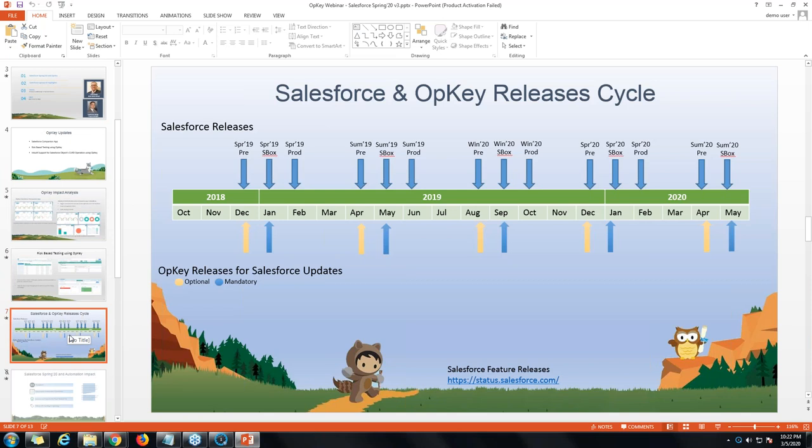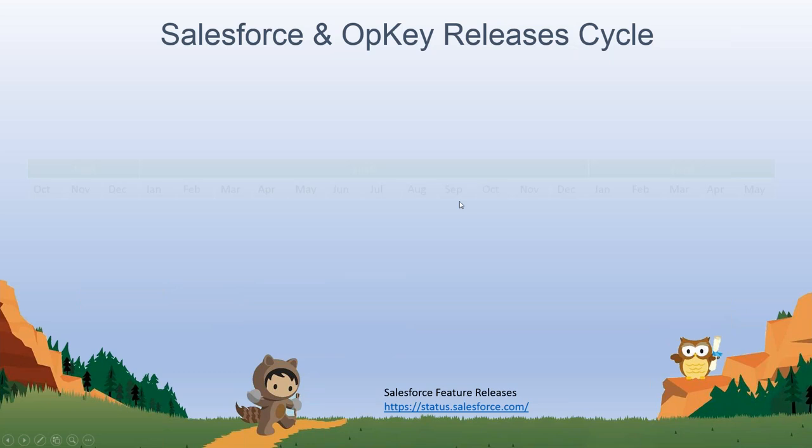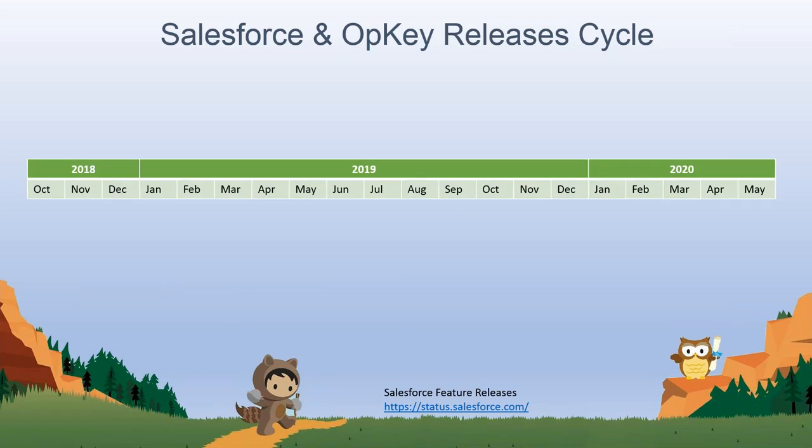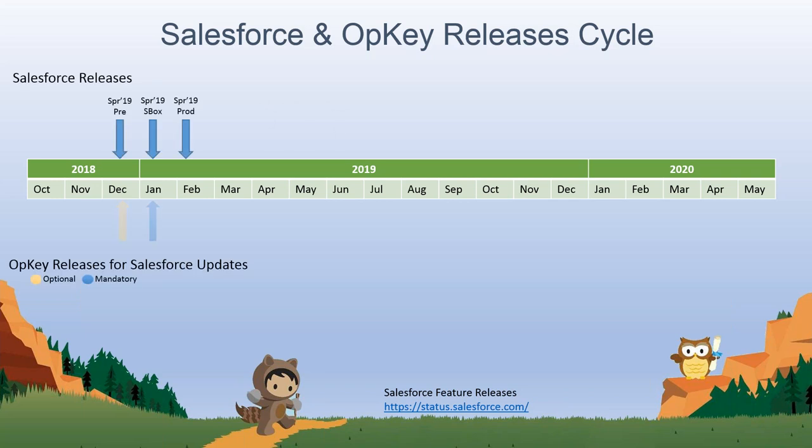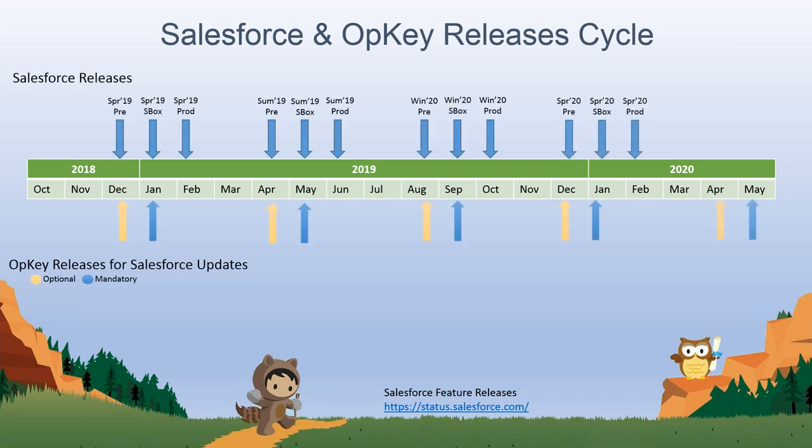So now moving on to our next part, which is about how Salesforce and Opkey releases are in sync. Here we'll be able to see that with every Salesforce release, we'll be creating one patch update. This patch is prepared based on, say, if we are still in the pre-release cycle, we'll do our internal test of the Opkey patch to ensure all the critical areas and impacted areas in the Salesforce org are being updated in our plugin.